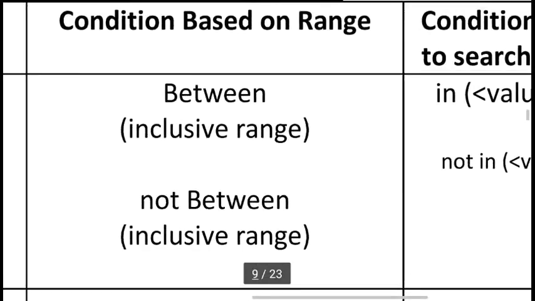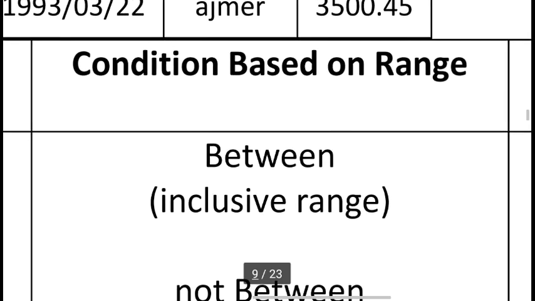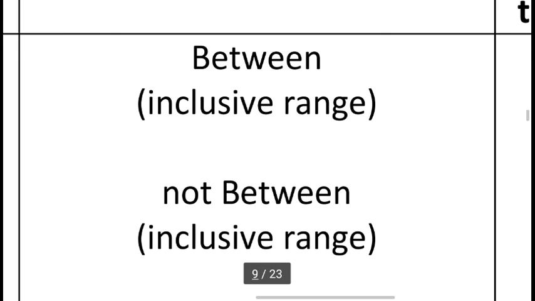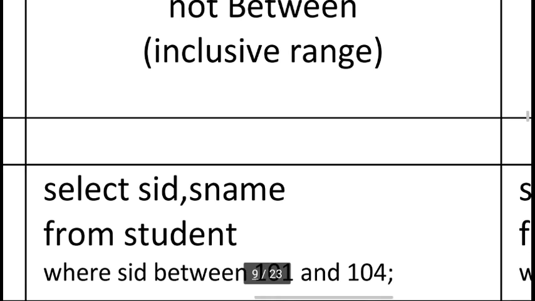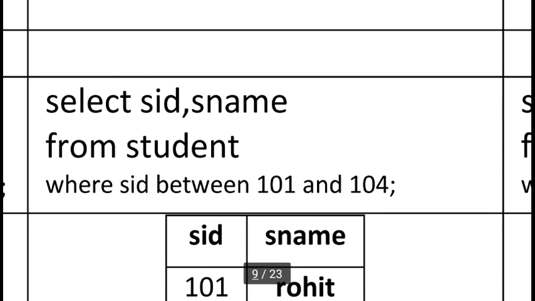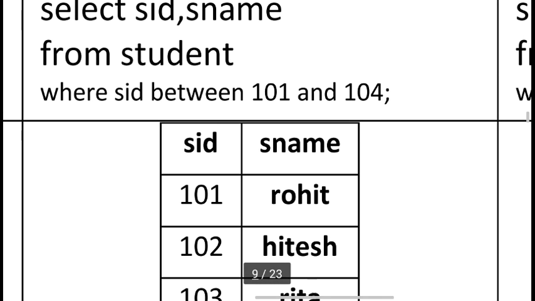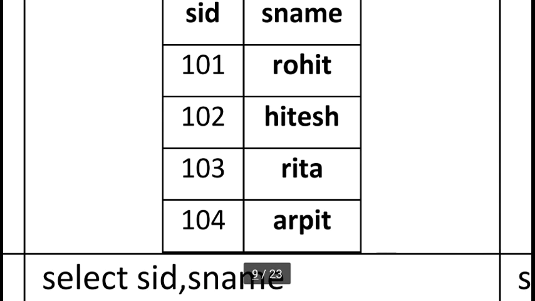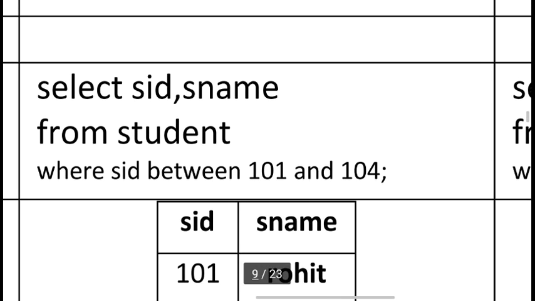Okay, so you can see conditions based on range. You can see BETWEEN is an inclusive range and NOT BETWEEN is an exclusive range. So select SID, SNAME from student where SID between 101 and 104. So you can see 101 Rohit, 102 Hitesh, 103 Rita and 104 RP. So here I am using BETWEEN.